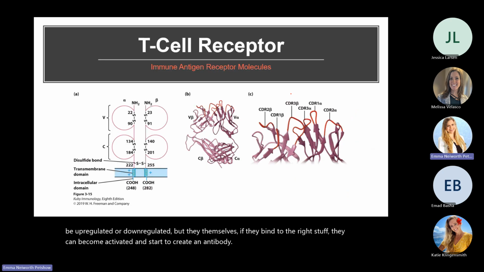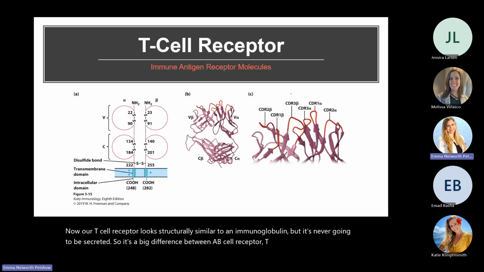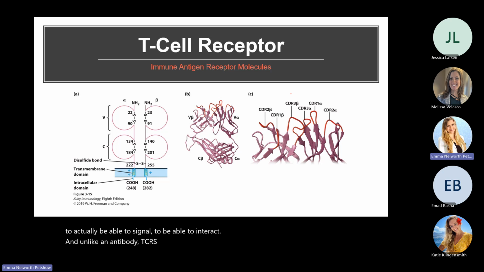Now, our T cell receptor looks structurally similar to an immunoglobulin, but it's never going to be secreted. So that's a big difference from a B cell receptor. The T cell receptor is permanently on the T cell. It's composed of an alpha and a beta chain as well. It has a variable and a constant region. It requires a CD3 complex to help it signal. So it requires something else to actually be able to signal, to be able to interact. And unlike an antibody, TCRs only recognize a processed and presented peptide antigen.